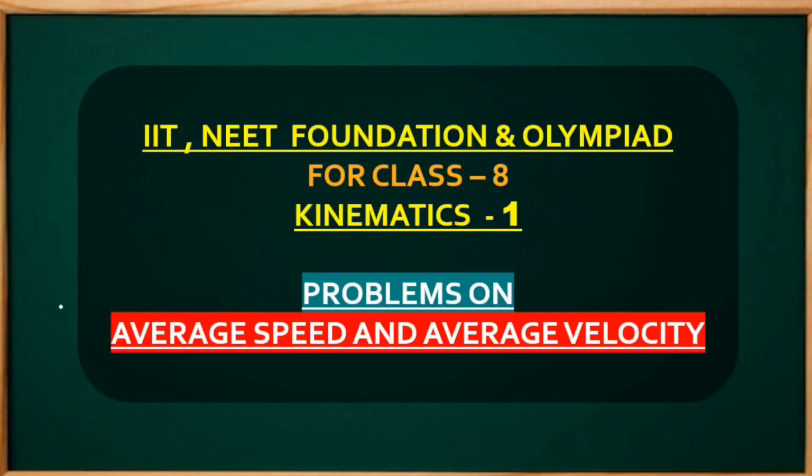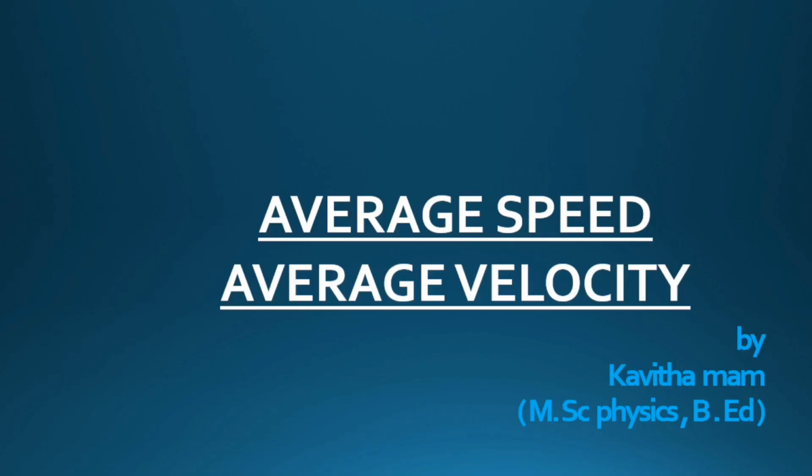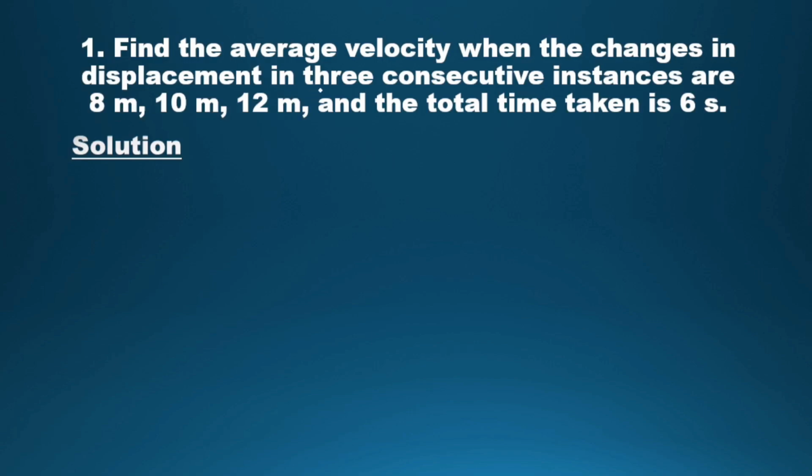Hello students, today we are going to discuss problems on average speed and average velocity. See the first problem. Find the average velocity when the changes in displacement in three consecutive instances are 8 meters, 10 meters, 12 meters and the total time taken is 6 seconds.